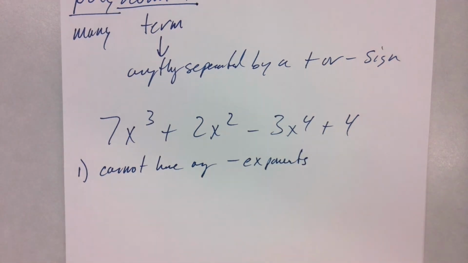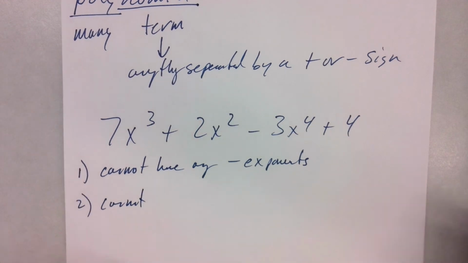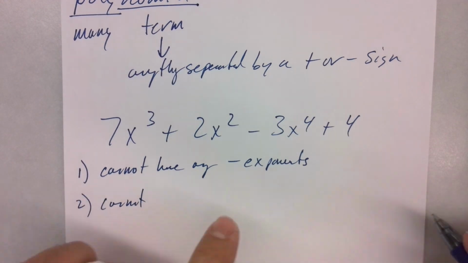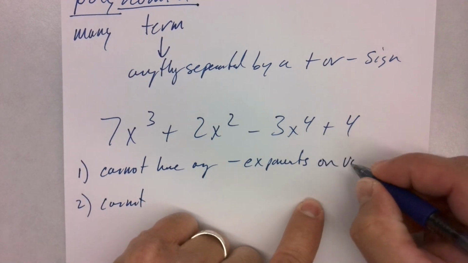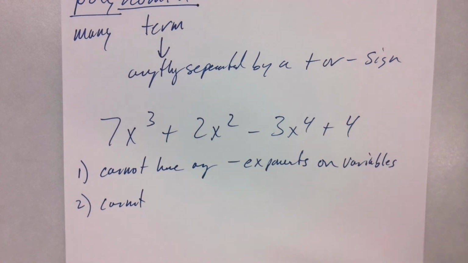Can't have any negative exponents. Does that have any negative exponents? No. Okay, number two, I need to add to that. It cannot have any negative exponents on variables. Forgot that. Just on the variables, okay?